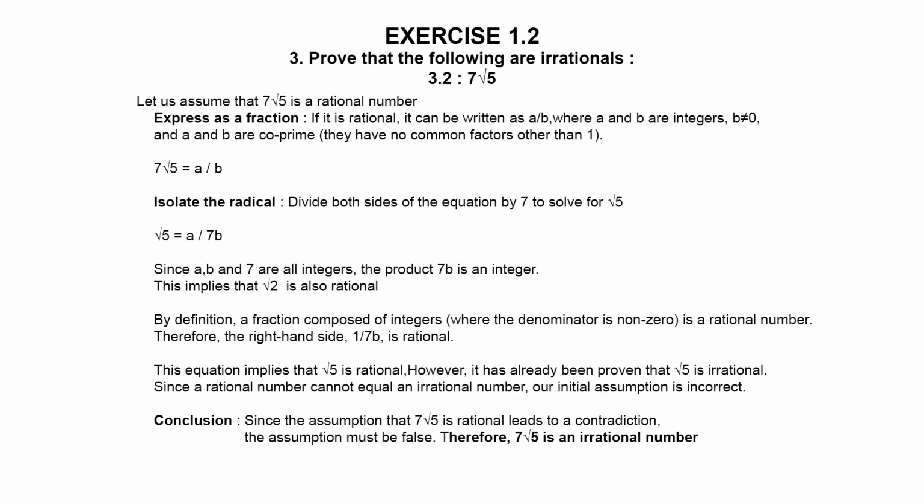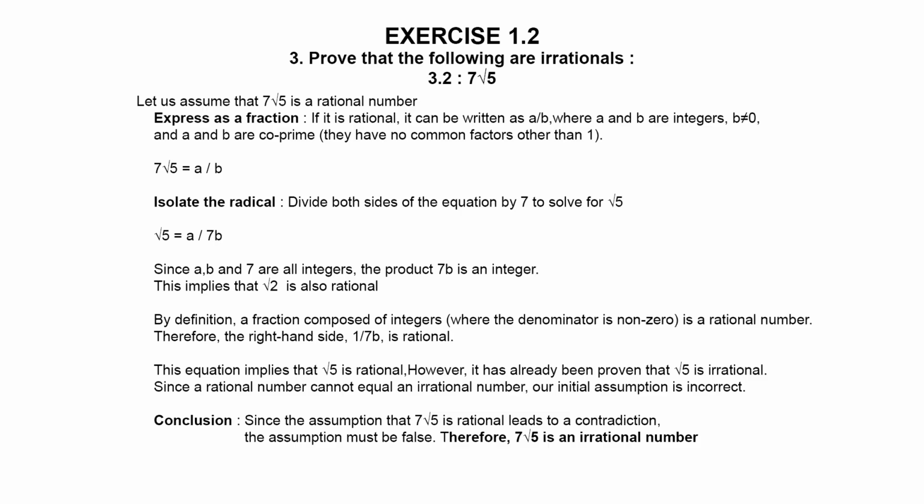Isolate the radical. Divide both sides of the equation by 7 to solve for √5. √5 = a/(7b). Since a, b and 7 are all integers, the product 7b is an integer. By definition, a fraction composed of integers, where the denominator is non-zero, is a rational number. Therefore, the right-hand side, a/(7b), is rational. This equation implies that √5 is rational.